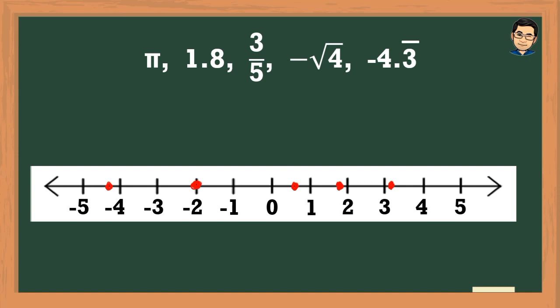So, ayan, na-plot na po natin, pangalanan natin ngayon. So, yung pi, nandito. Yung 1.8 nandito, yung 3 over 5, ayan, and then yung negative square root of 4, finally, negative 4.3 repeating. So, ayan, naka-plot na po yung ating mga real numbers sa number line.